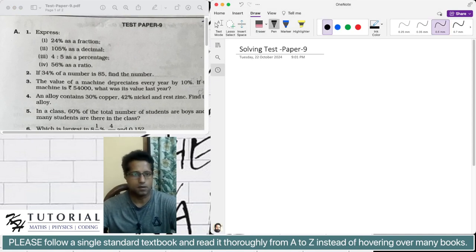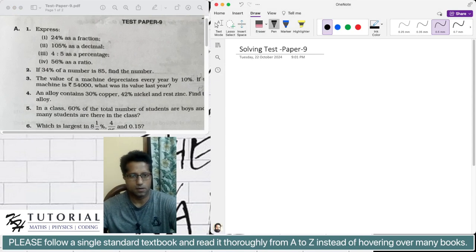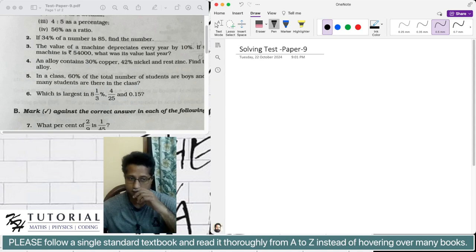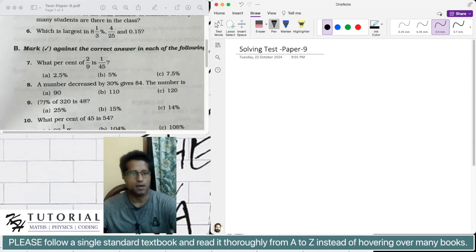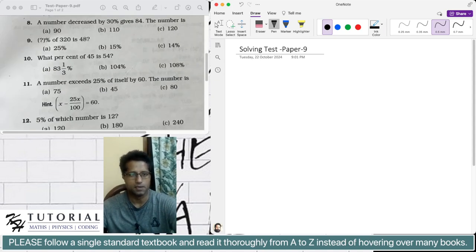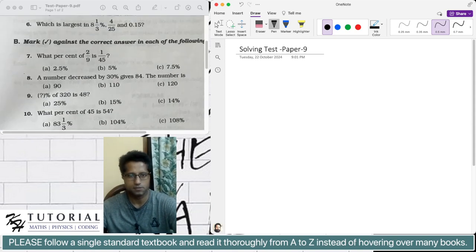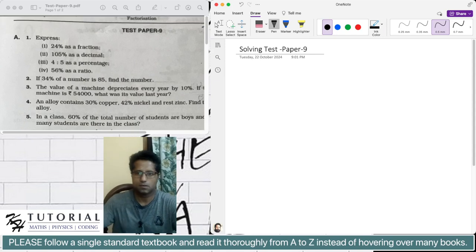All the problems are not MCQ. The questions of section A are subjective, and questions of section B and C. Section C is filling the blanks. Only section B is MCQ. So let's start solving the problems.